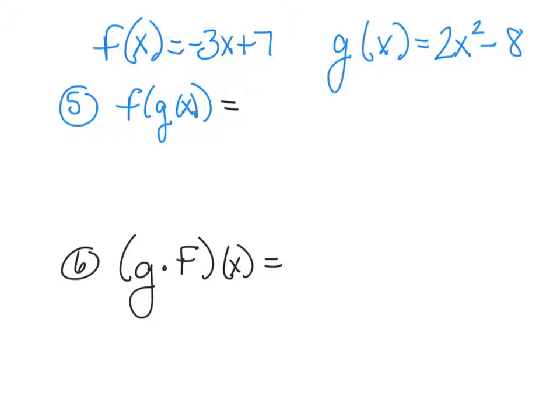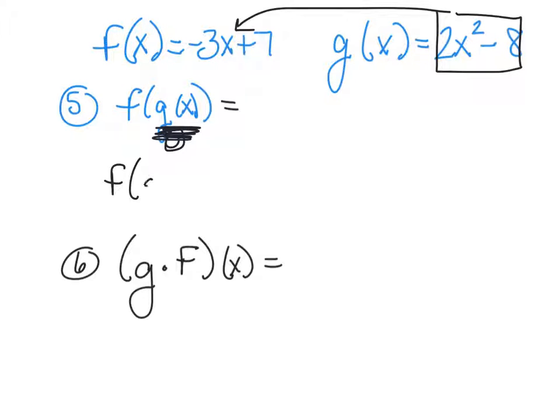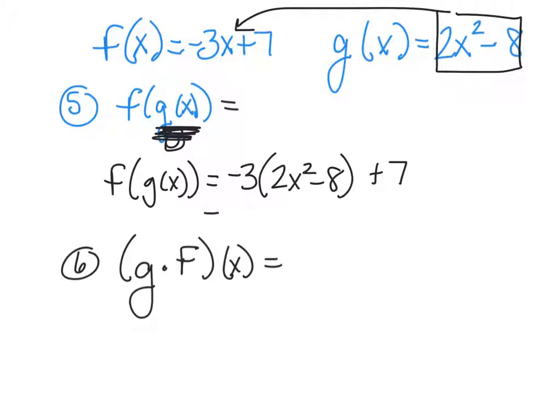All right, in the next examples, we're going to use these two functions at the top, f of x and g of x. You'll notice that we have no numbers to plug in. This says f of g of x. So what we do here is we take the function g of x and plug it in for the x value in f of x. We plug it in for x, and we simplify. So f of g of x equals negative 3 times 2x squared minus 8, plus 7. We simplify, and we get negative 6x squared plus 31.